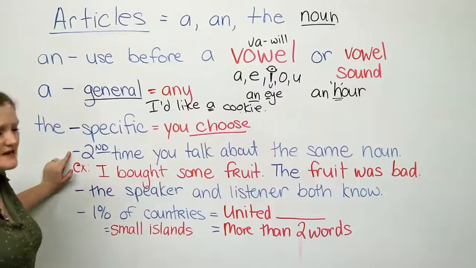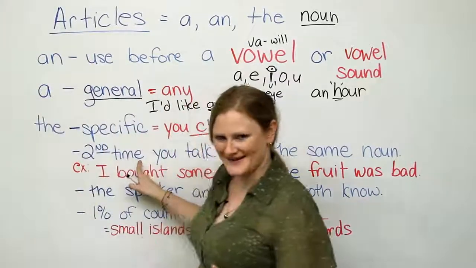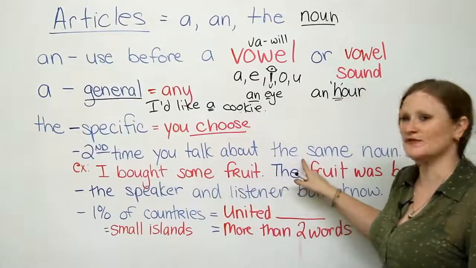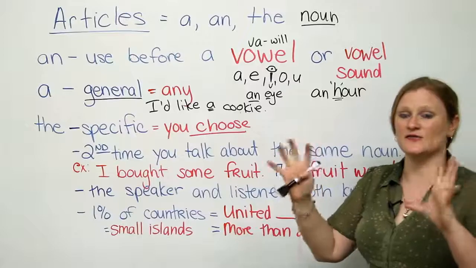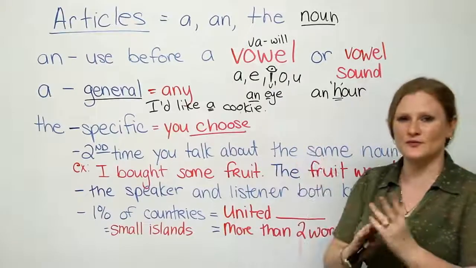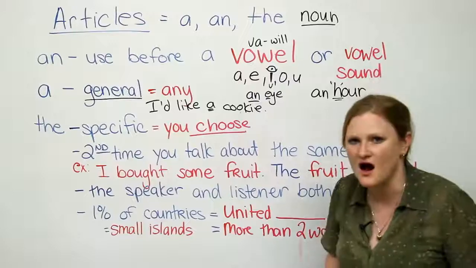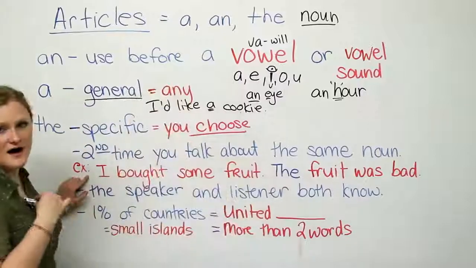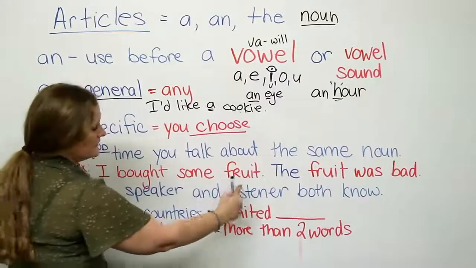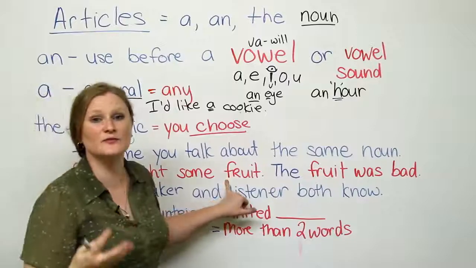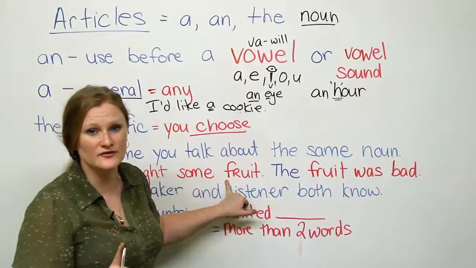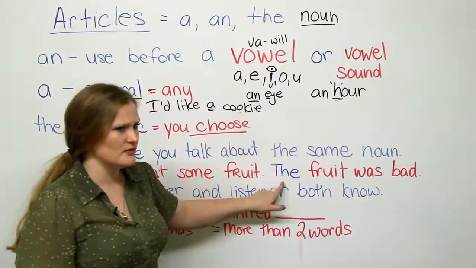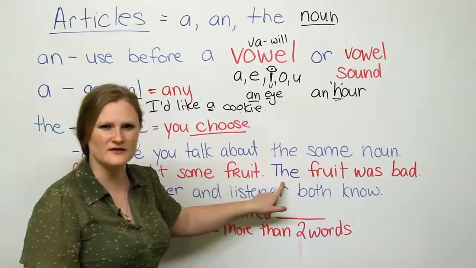Another very confusing thing about the is the second time you talk about the same noun in a phrase, you have to put the second noun with the. For example, this is a little more difficult. I bought some fruit. Okay? Fruit is an uncountable noun. If the noun is uncountable, we do not use an article. I bought some fruit. The fruit was bad.